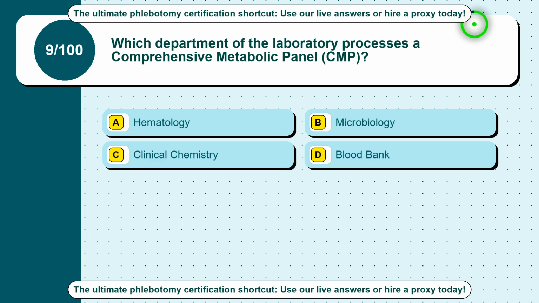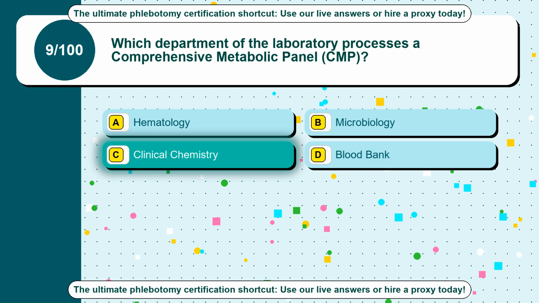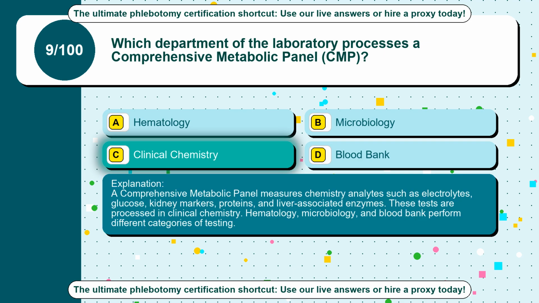Question 9. Which department of the laboratory processes a comprehensive metabolic panel, CMP? Option A, hematology. Option B, microbiology. Option C, clinical chemistry. Option D, blood bank. The correct answer is Option C, clinical chemistry. A comprehensive metabolic panel measures chemistry analytes such as electrolytes, glucose, kidney markers, proteins, and liver-associated enzymes. These tests are processed in clinical chemistry.